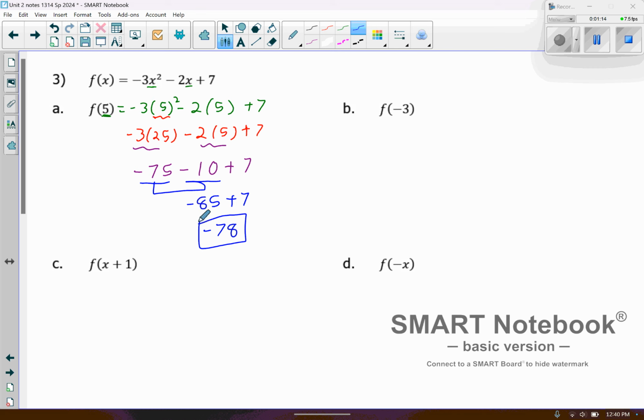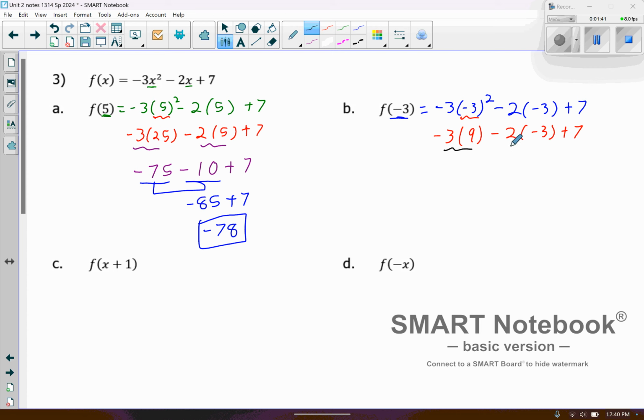All right, our next one, we're going to plug in negative 3. So let's see, we have negative 3 parentheses negative 3 squared minus 2 times negative 3, and then we have that plus 7 right there. So first, we'll go ahead and square the negative 3. So negative 3 times negative 3, that'll actually become a positive 9. Minus 2 times negative 3 plus 7.